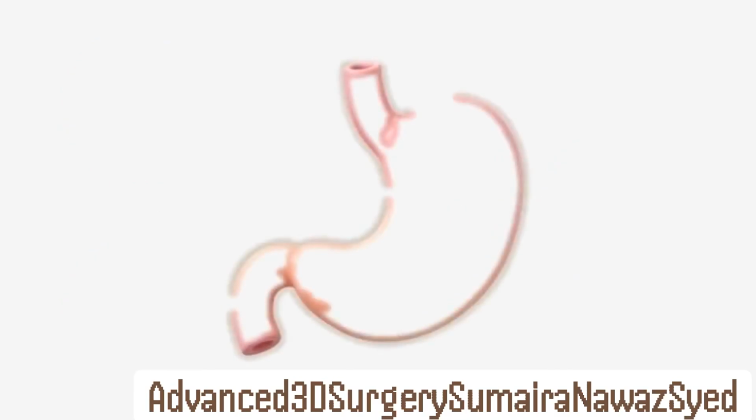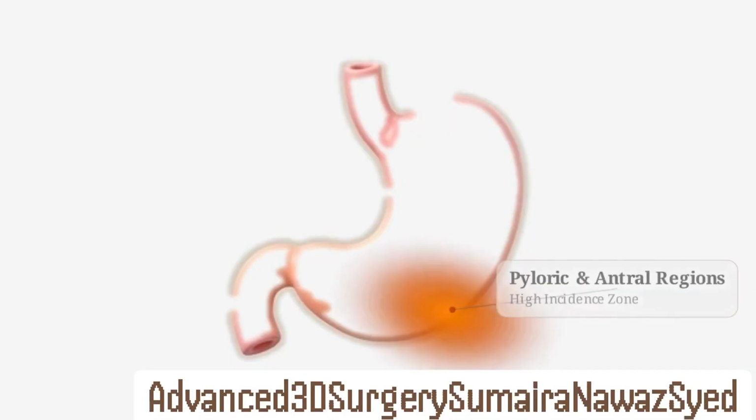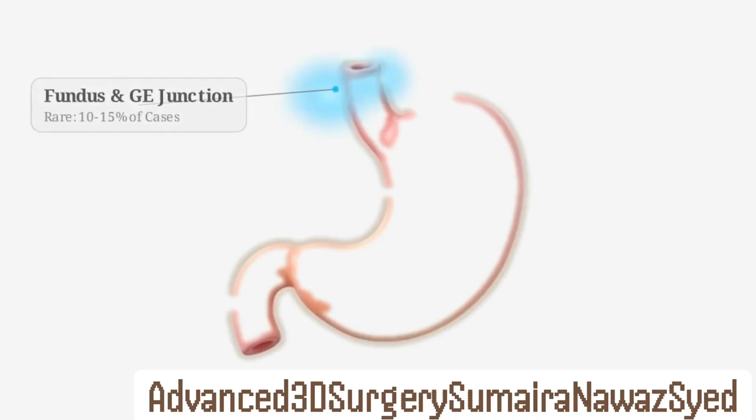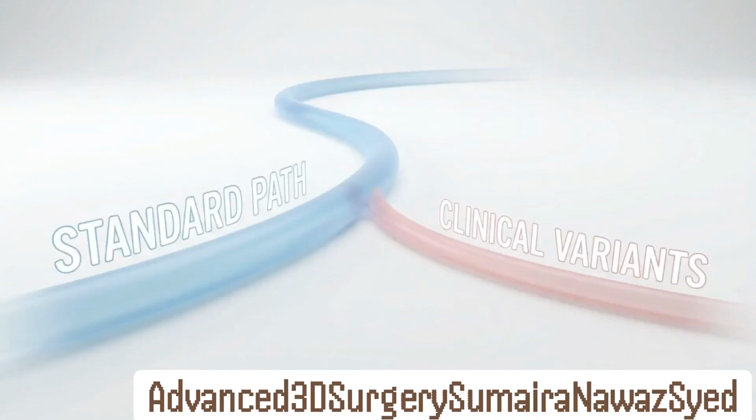We begin with the spatial distribution of the disease. This mapping of primary incidence zones shows a clear concentration in the pyloric and antral regions. Within these zones, the majority of adenocarcinomas arise along the lesser curvature. In contrast, tumors at the fundus and the gastroesophageal junction are far less frequent, accounting for roughly 10 to 15% of all cases. This distribution changes under specific clinical circumstances.